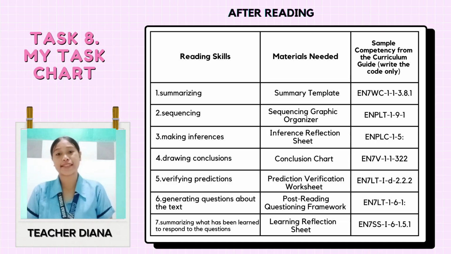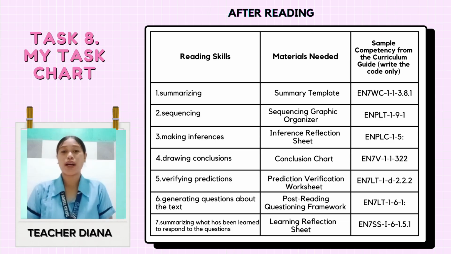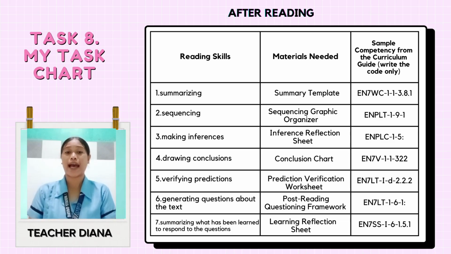Number 6, reading skill: generating questions about the text. The materials needed: post-reading questioning framework. The sample competency from the curriculum guide: EN7LT-1-6-1. Generating questions after reading encourages students to think critically about the text and engage in discussions. The post-reading questioning framework provides a structured way for them to formulate questions, enhancing their comprehension. This curriculum code emphasizes the importance of inquiry and deepening understanding.